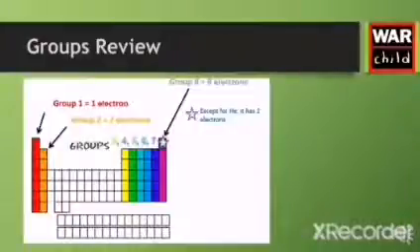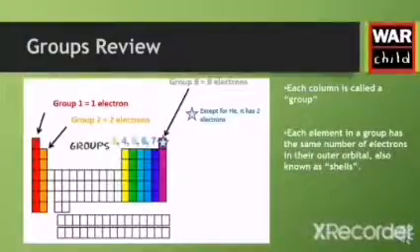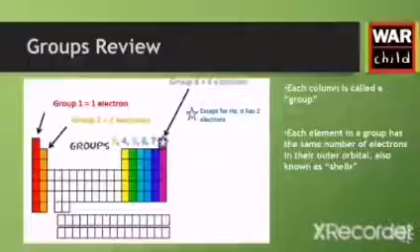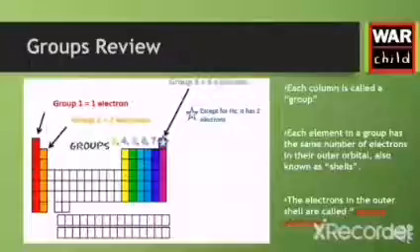First, let's make a quick review about groups. Each column is called a group. Each element in a group has the same number of electrons in their outer shells. The electrons in the outer shell are called valence electrons. For example, group 1 consists of elements that have one valence electron. Group 2 consists of elements that have two valence electrons.